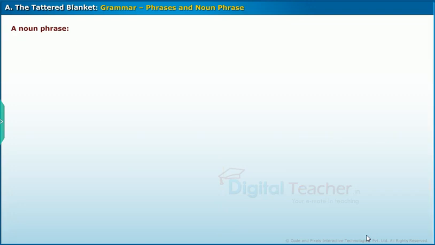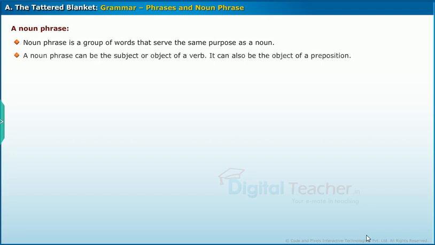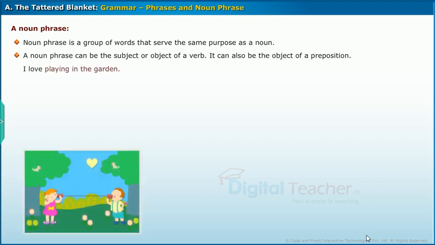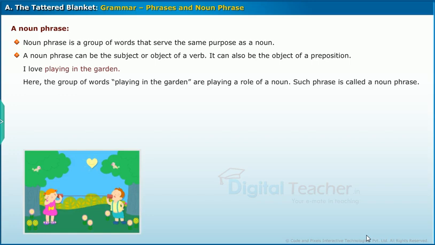Let us see what is a noun phrase. A noun phrase is a group of words that serve the same purpose as a noun. A noun phrase can be the subject or object of a verb. It can also be the object of a preposition. Observe the example. I love playing in the garden. Here, the group of words playing in the garden are playing the role of a noun. Such a phrase is called a noun phrase.